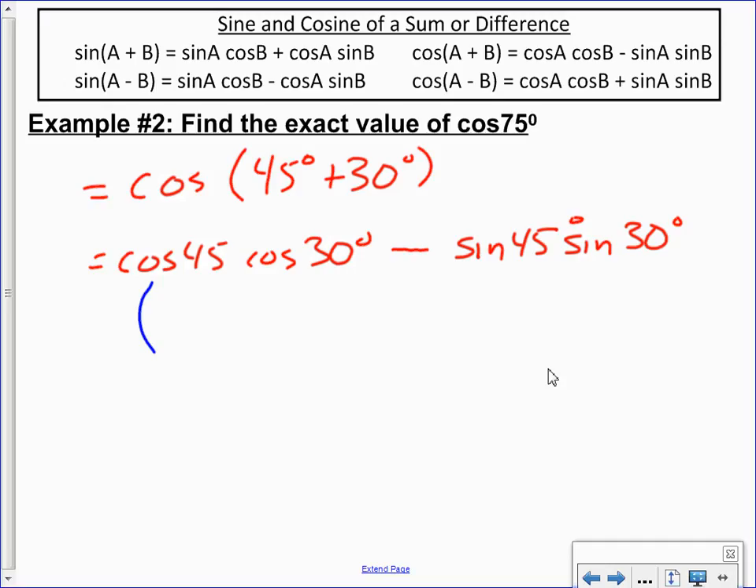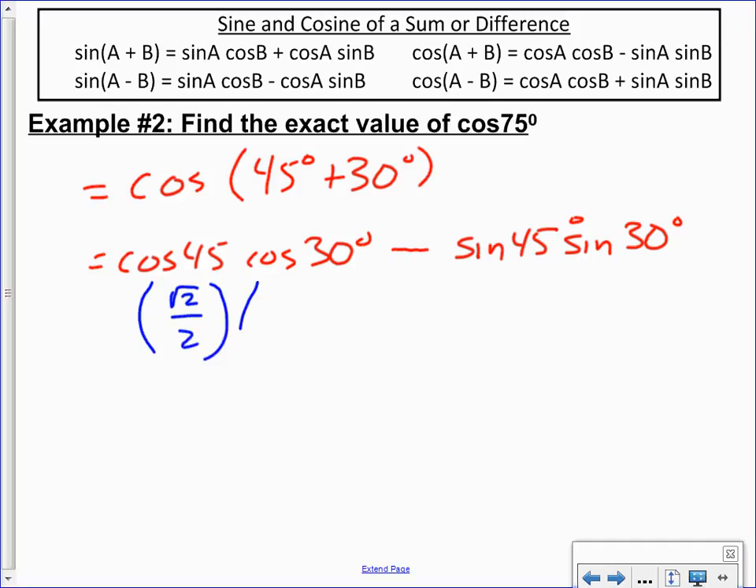Do you have your unit circle up there? The yellow thing. Oh, you have one, that's good. Cosine 45. Where is it? Okay, cosine is x, right? So square root of 2, root 2 over 2.